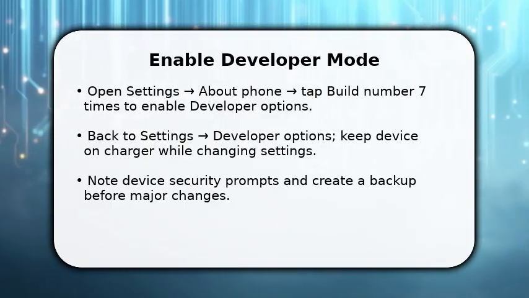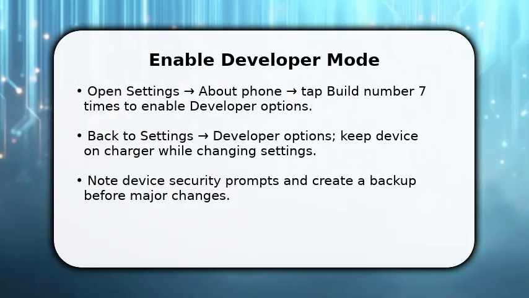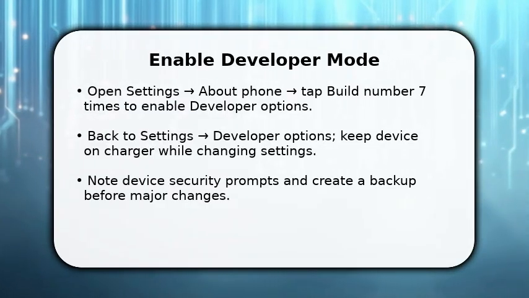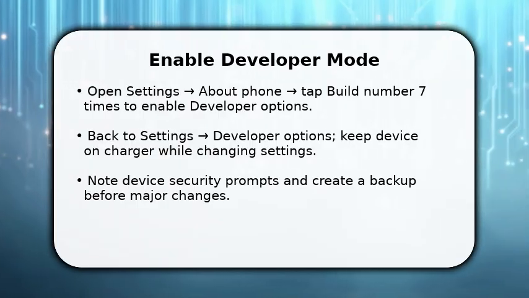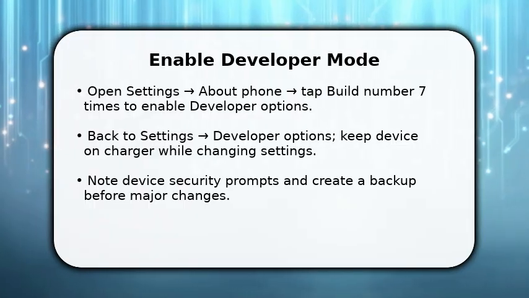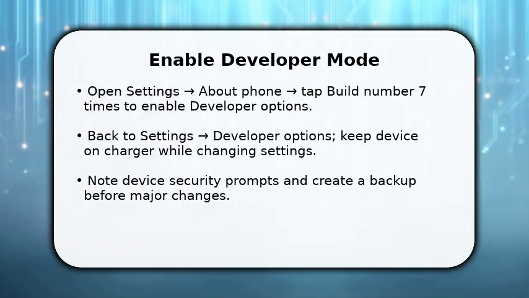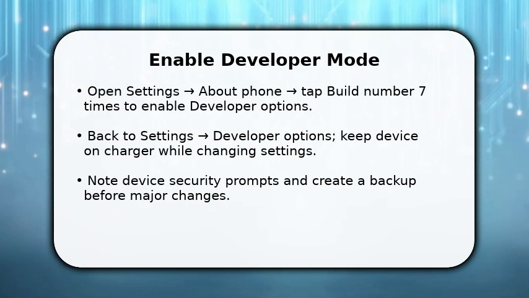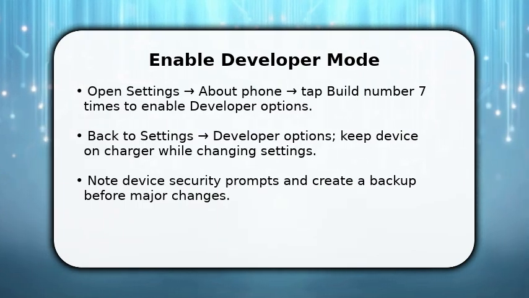Once done, make sure your phone is plugged in and unlocked. Some toggles require active screen time to apply. You want a safe baseline, so back up quick settings or take a screenshot of defaults. These steps prepare the device for responsive performance changes, without guessing which toggles were originally enabled.